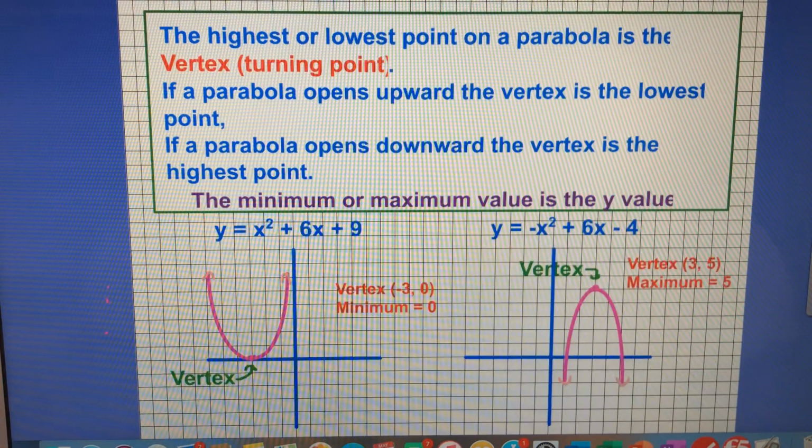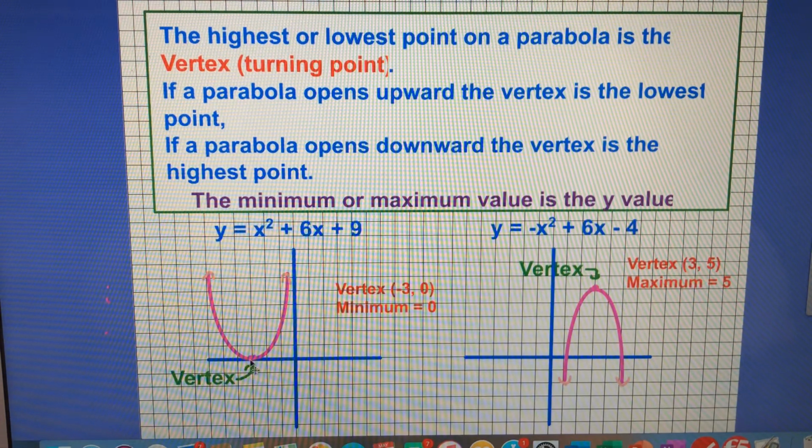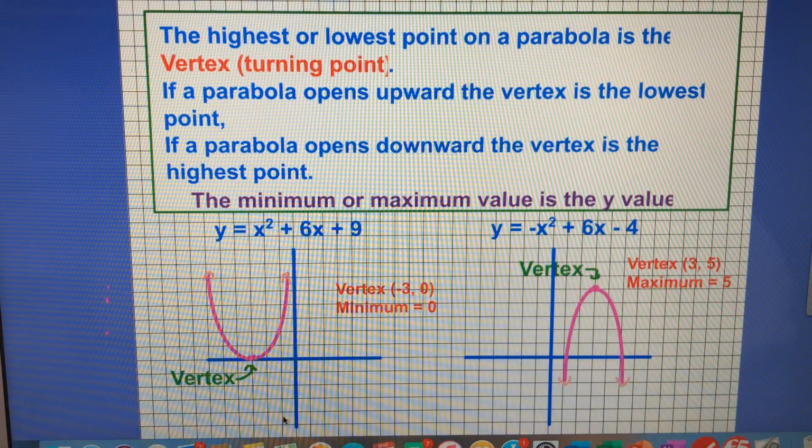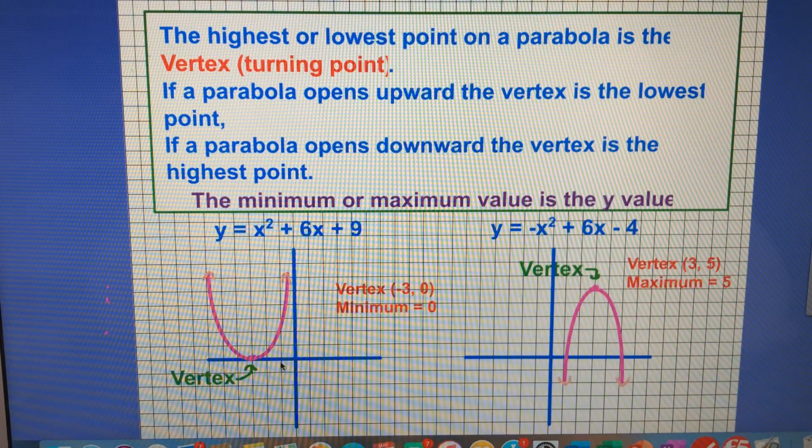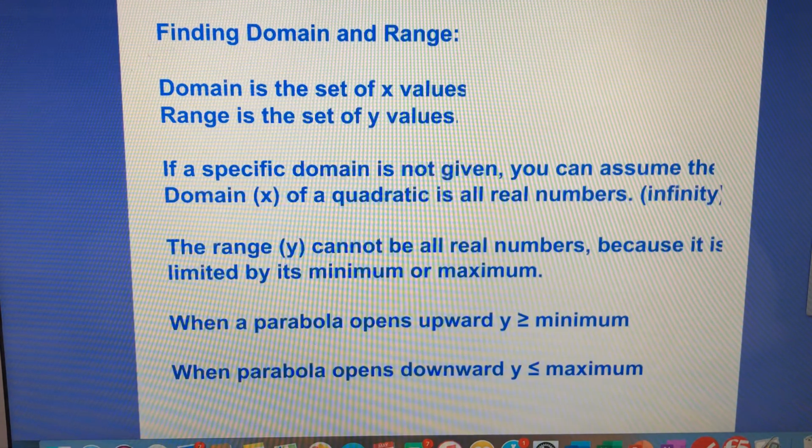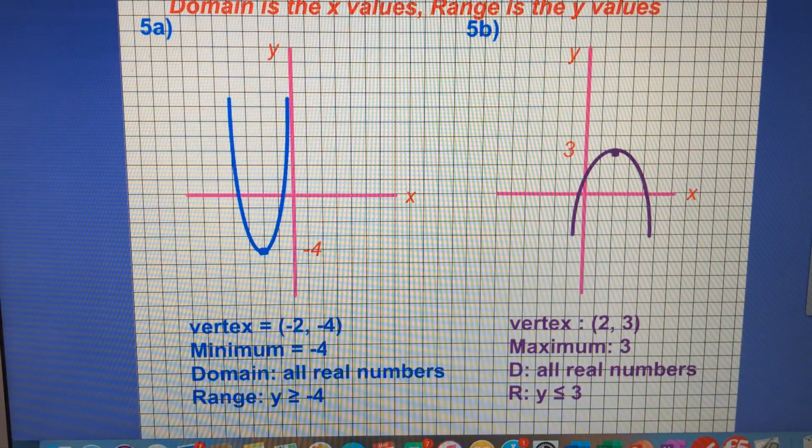I'm going to flip back again. Here was my minimum. I cannot have any y values less than 0. There would be no plots down here. So I cannot have a range that includes values less than 0. And here I cannot have a range that includes values greater than 5 because you will never graph a plot higher than y equals 5. Domain is the x values, range is the y values.